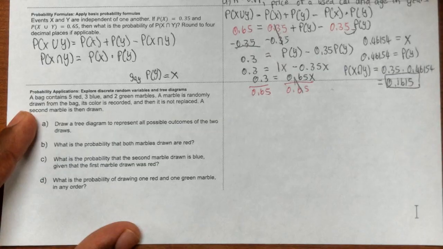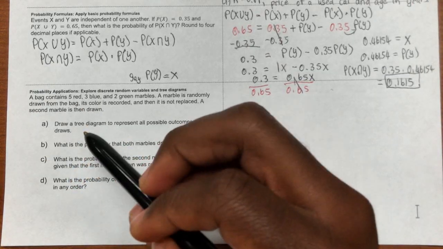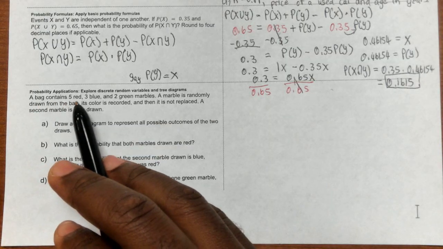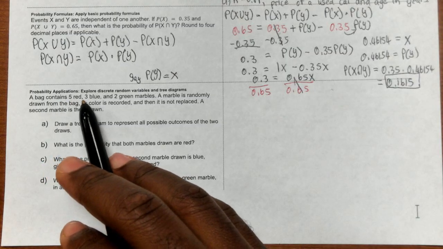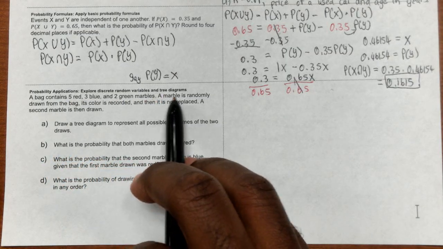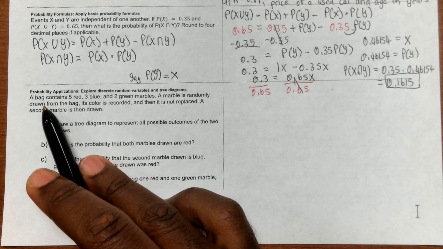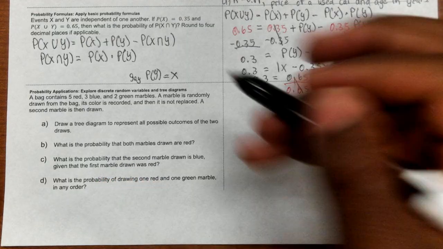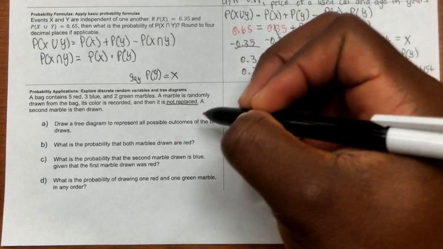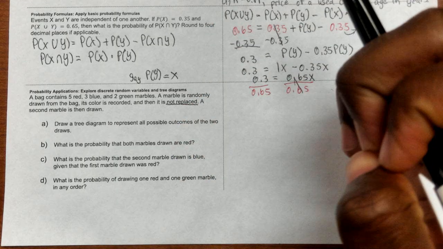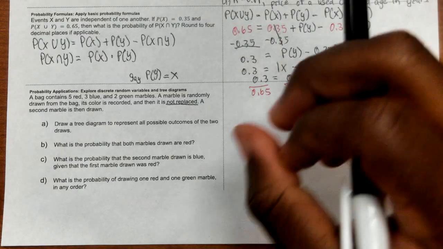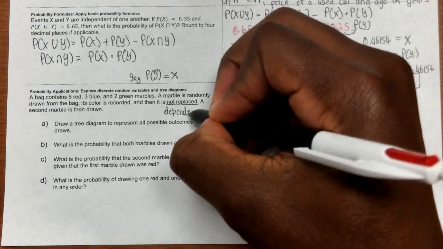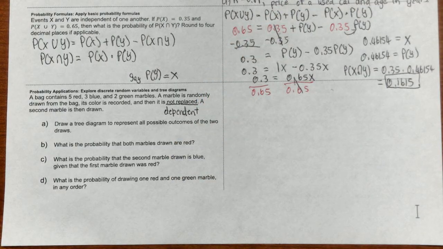The next one wants us to do probability applications and explore discrete random variables and tree diagrams. It says a bag contains 5 red, 3 blue, and 2 green marbles. A marble is randomly drawn from the bag. Its color is recorded and then it is not replaced. That's very important. Stating that it's not replaced essentially means that if I draw a marble, it will impact the probability of the next marble being drawn. So this won't be independent, it will be dependent.